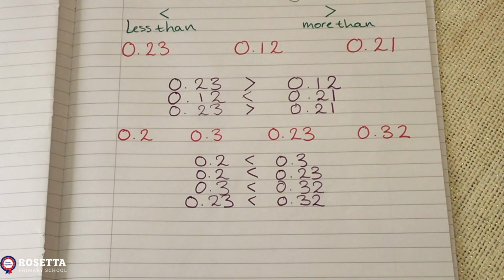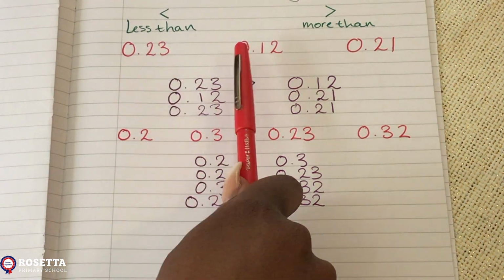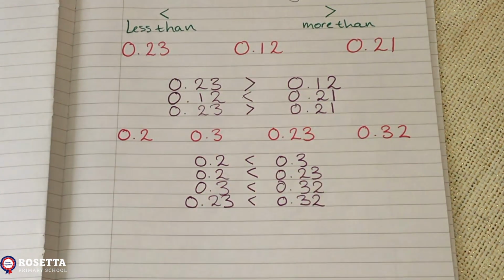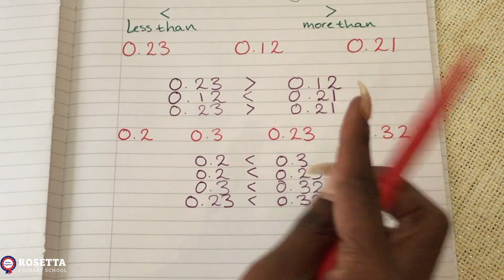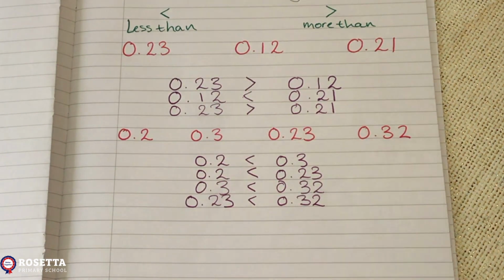Okay, so far what we've done is we've compared these decimal numbers. How about if we wanted to put them in order? So let's look again at 0.23, 0.12 and 0.21. We need to put these in order, and we're going to say in ascending order. So that means starting from the smallest to the largest. Ascending means getting bigger, okay? So which of these numbers would be the smallest? We have to look at them all now, not just two. We're looking at all three of the numbers.